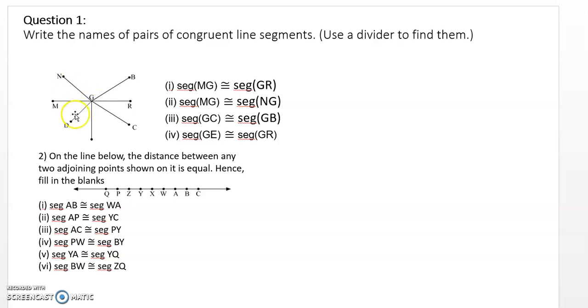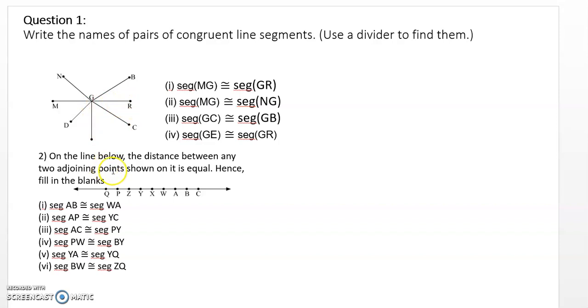Now here many answers are there. GC is given. GC will be equal to GB. Next it is given as GE. So GE will be equal to GR. Whatever the answer, with the help of the divider find the length. MG measures the same length as GR, or you can say it is equal to NG. Then GC is equal to GB. Then GE is equal to GR. So this is question number 1.